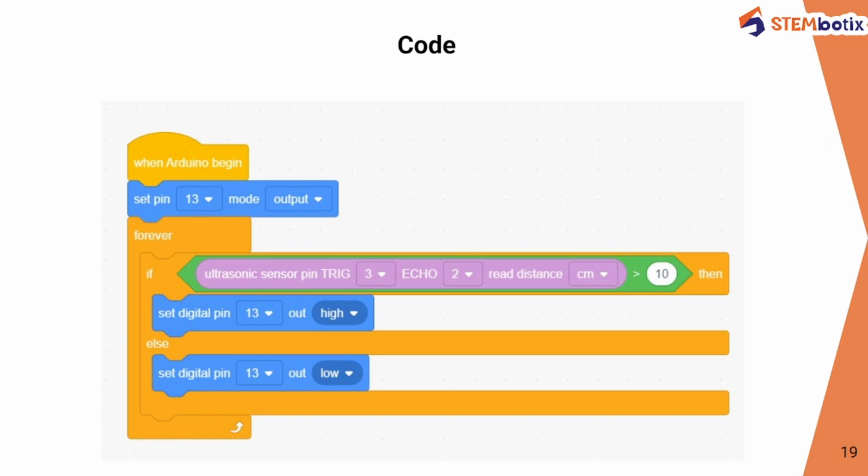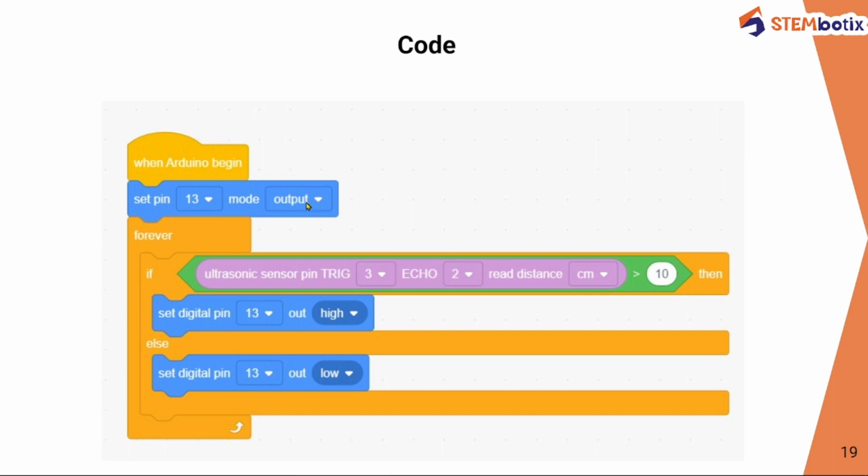Drag and drop it into the coding area, and after that click on the pins category and drag and drop the set pin mode block, and connect it after when Arduino Uno begins. Here we have connected the LED to pin number 13, so select pin 13 and set its mode as output mode. So the LED is connected to digital pin number 13 of Arduino Uno as an output device.